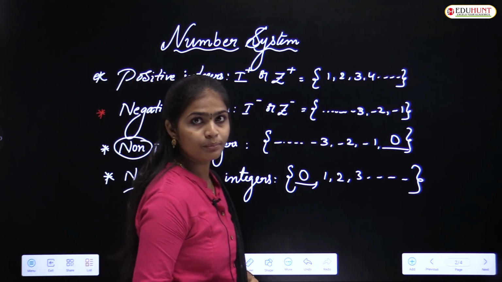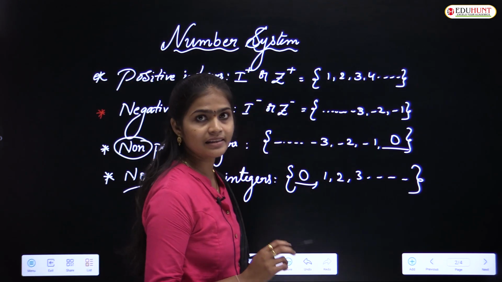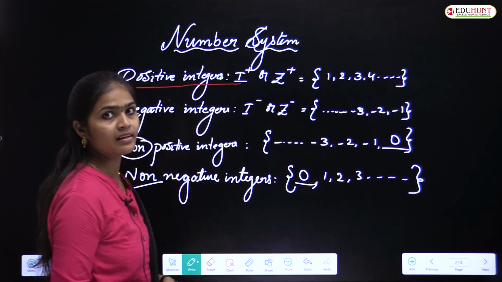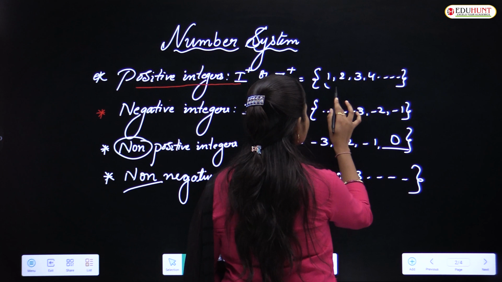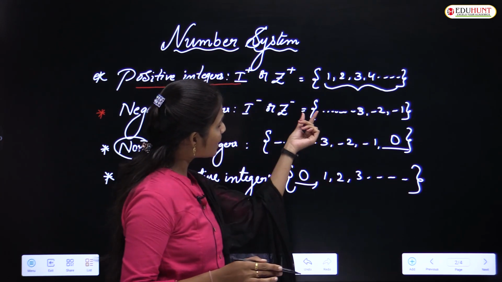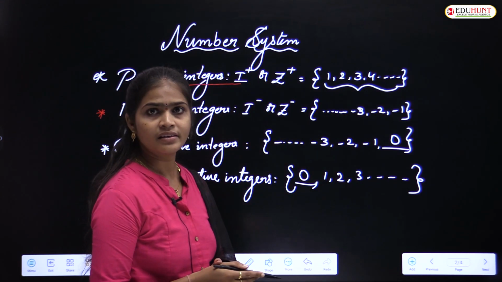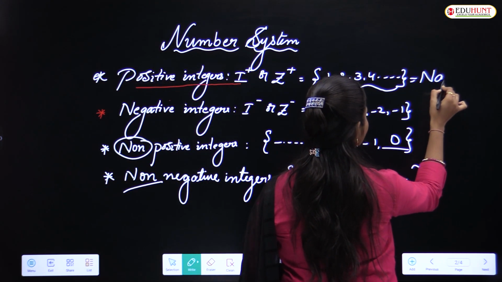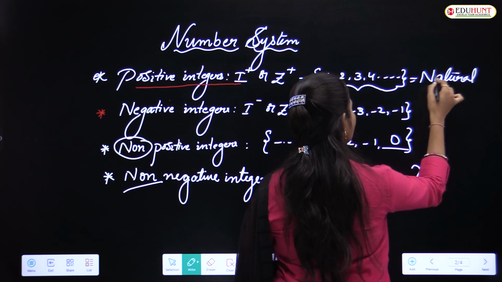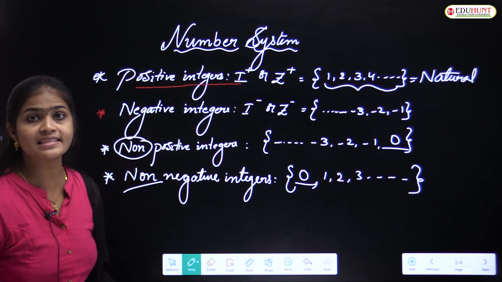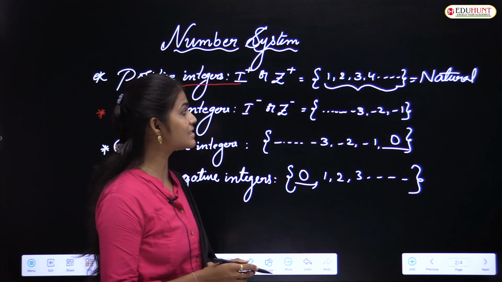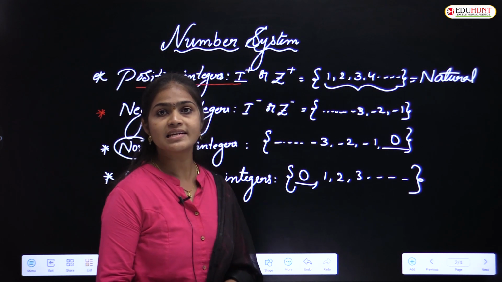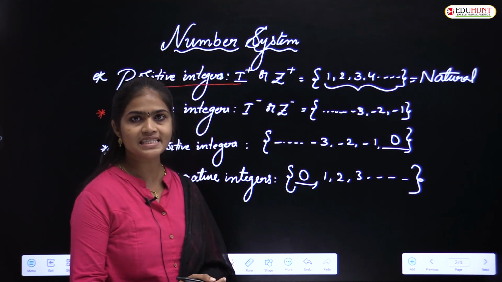And one more important thing is that these sets have another name. Observe the positive integer set. Positive integer set means these are the positive integers. This type of set you may have seen somewhere, right? Which set is that? Yes, that is the natural number set. So the positive integer set is also known as the natural number set.